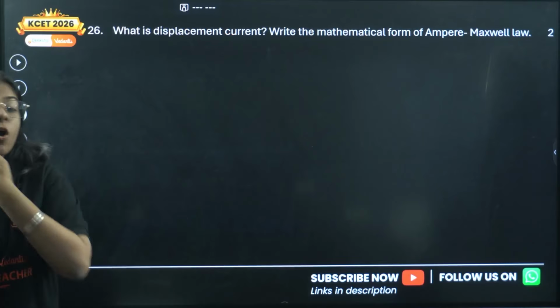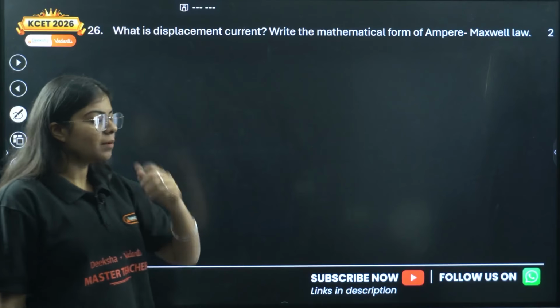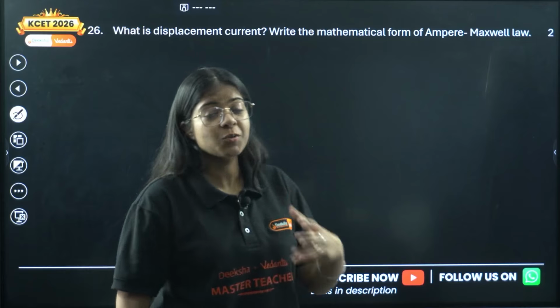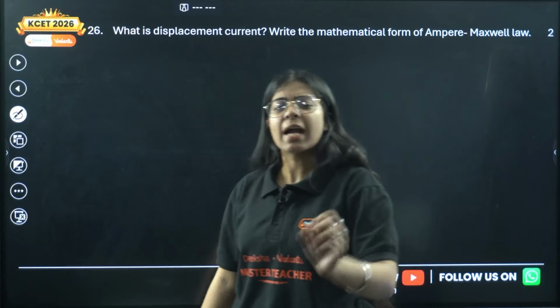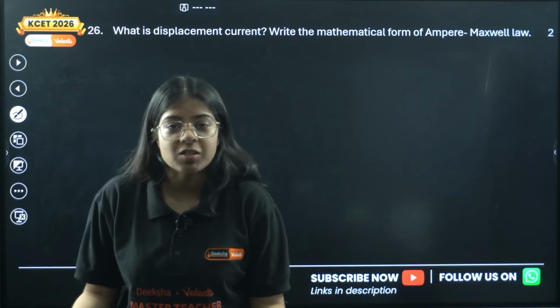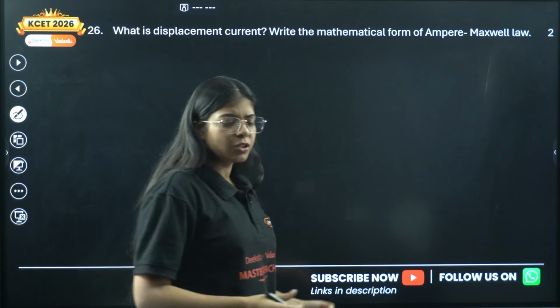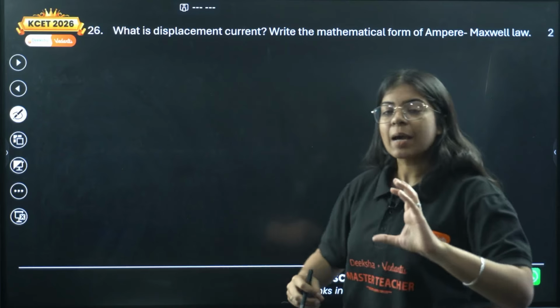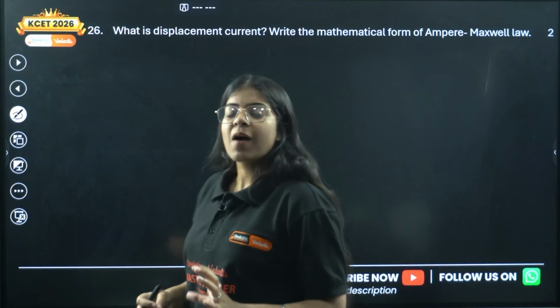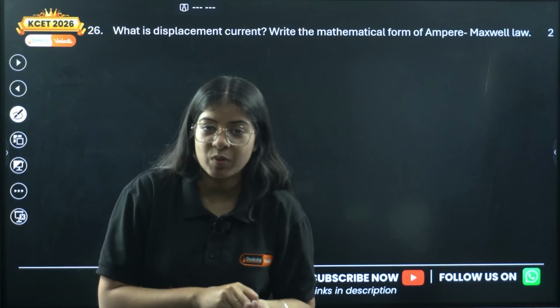It says, what is displacement current? Write the mathematical form of Ampere-Maxwell law. So displacement current, firstly we just had conduction current. Now conduction current was going good. What was the need of displacement current? How did we find the displacement current? So when we saw, when the capacitor was charging, why it was charging, why it had a current in it, that was the displacement current.